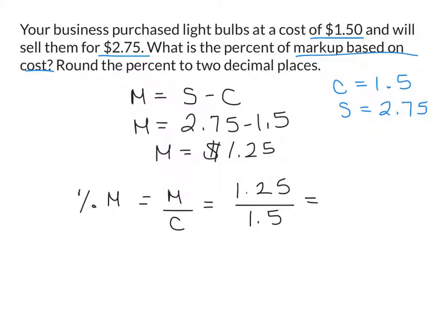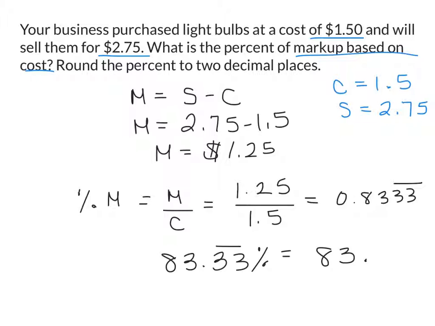When we do that calculation on our calculator, we get 0.8333 repeating. And we want to convert this to a percent, so we'll multiply by 100, and the percent is 83.33 repeating percent. And we want to round to 2 decimal places, so we can just write this as 83.33%. And that is our final answer.